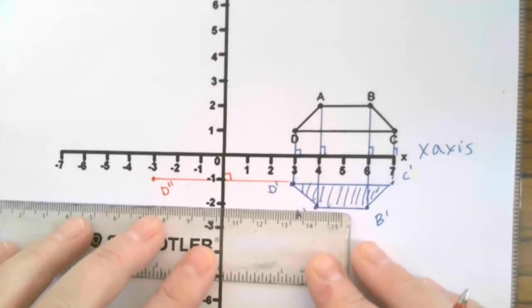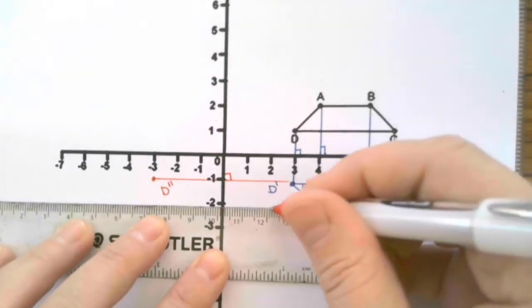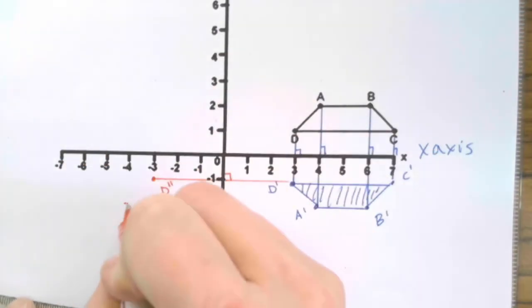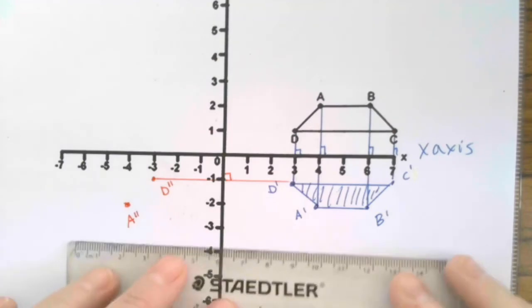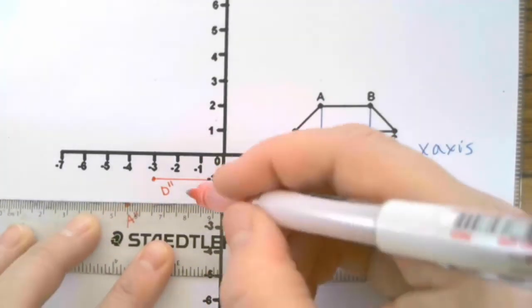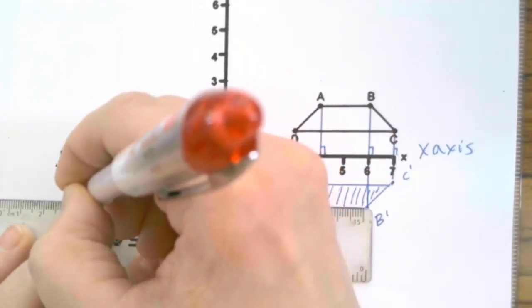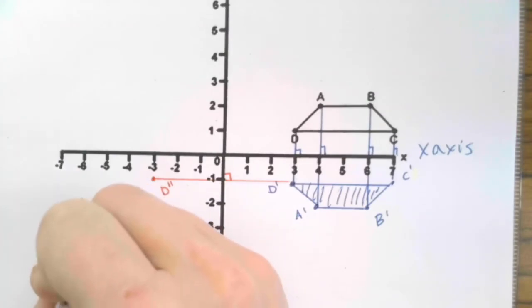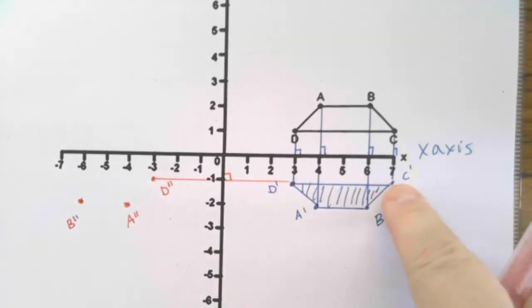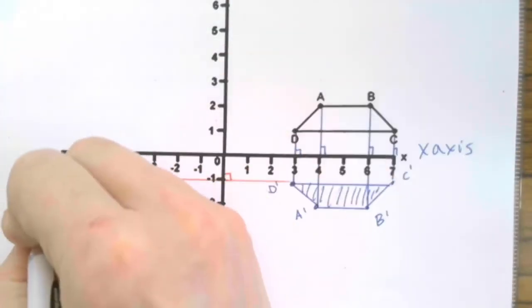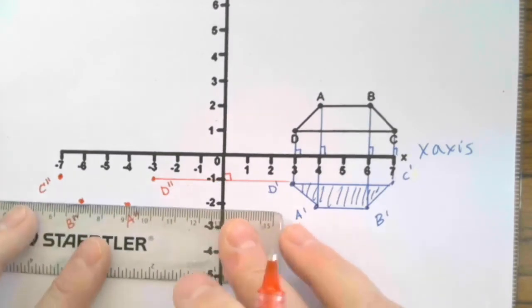All right, now we're going to do the rest of these. A is a distance of 4, so I'm going to start to just count spaces. 1, 2, 3, 4. That's my A double prime. B prime is a distance of 6. So I'm going to go straight to the other side, distance of 6. That is B double prime. And C is a distance of 7. So I'm going to go to the left a distance of 7. And that is C double prime.